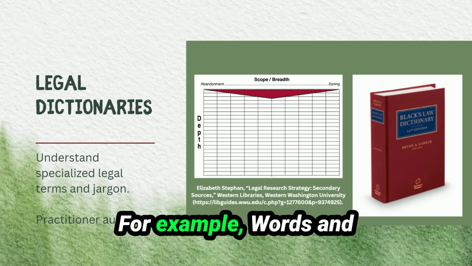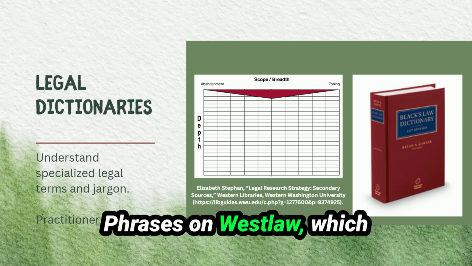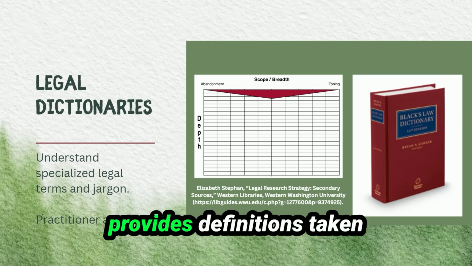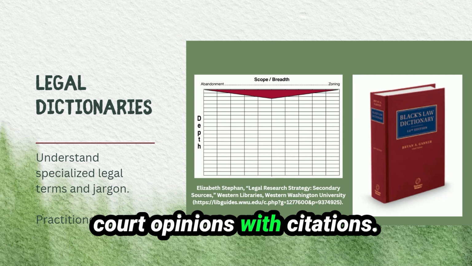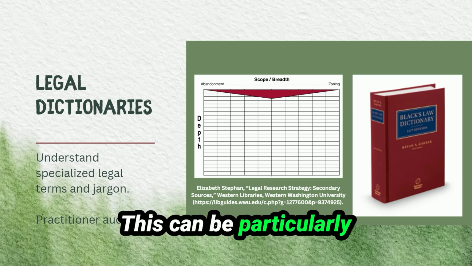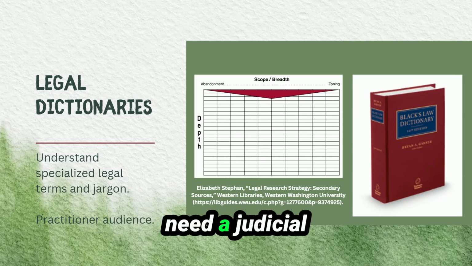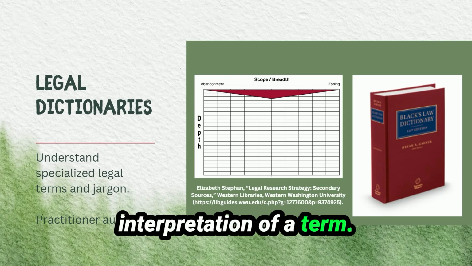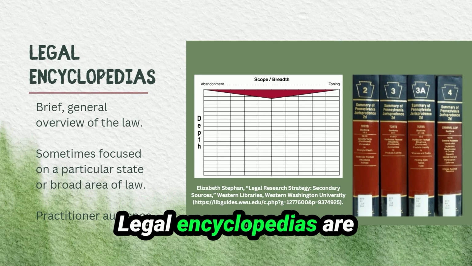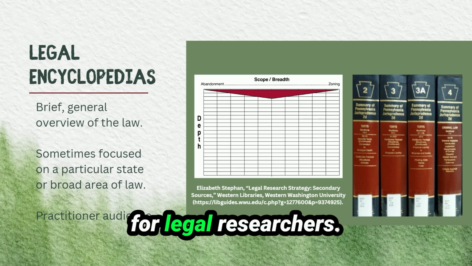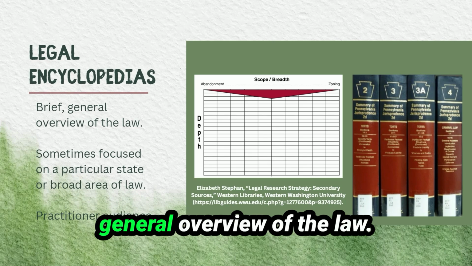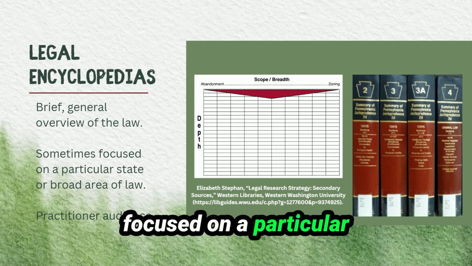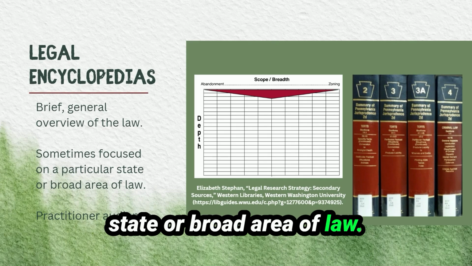For example, Words and Phrases on Westlaw, which is akin to a legal dictionary, provides definitions taken almost exclusively from court opinions with citations. This can be particularly helpful when you need a judicial interpretation of a term. Legal encyclopedias are another valuable tool for legal researchers. They usually provide a brief, general overview of the law. Sometimes they are focused on a particular state or broad area of law.